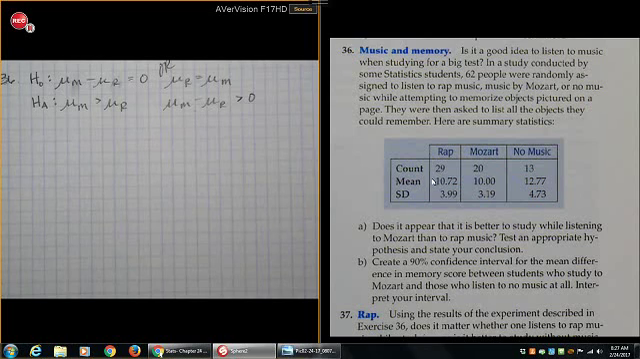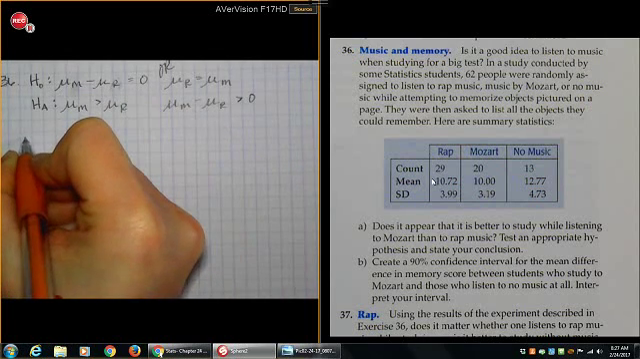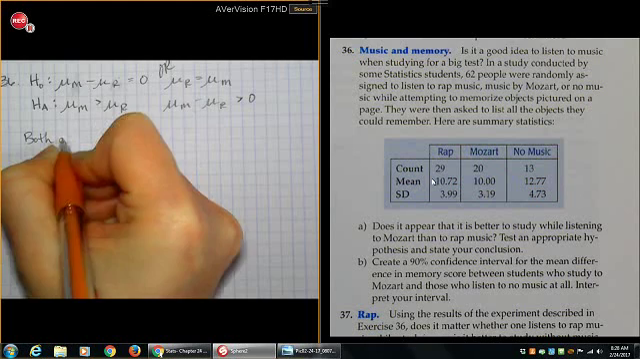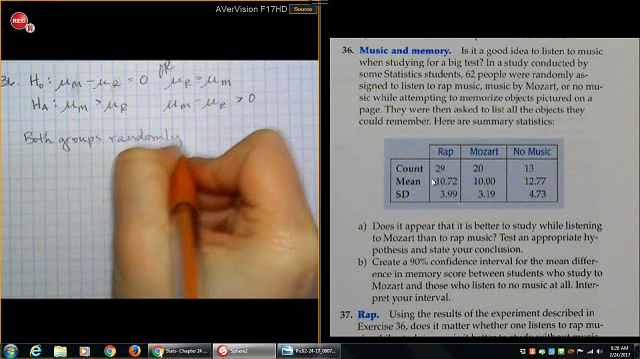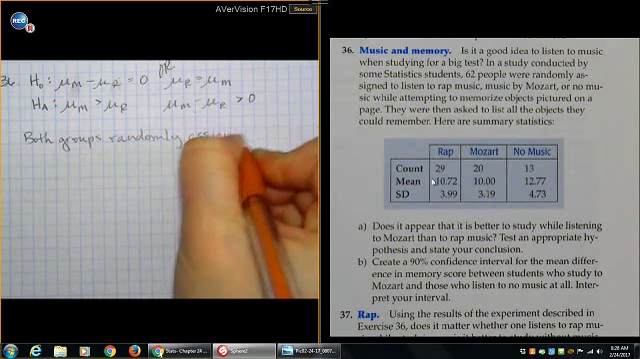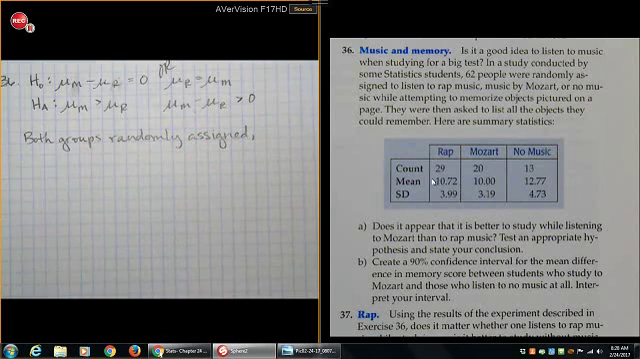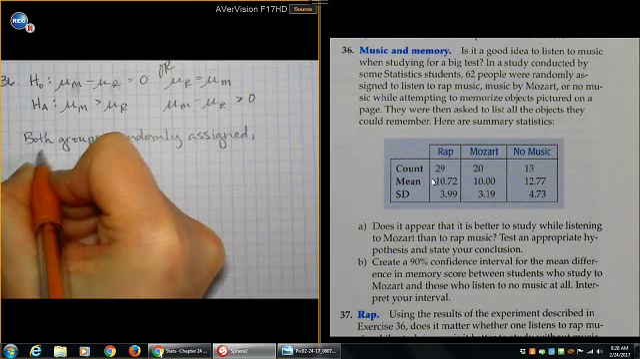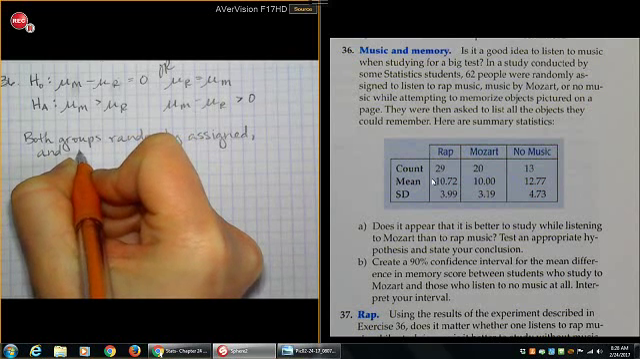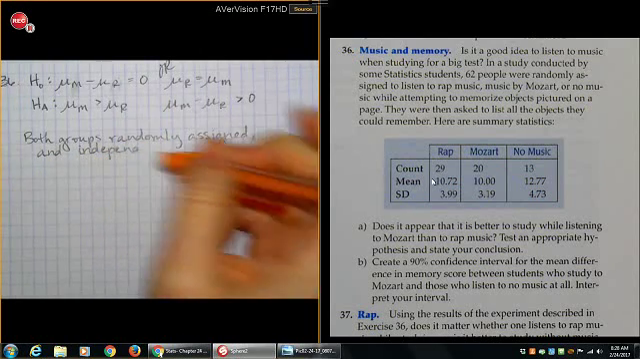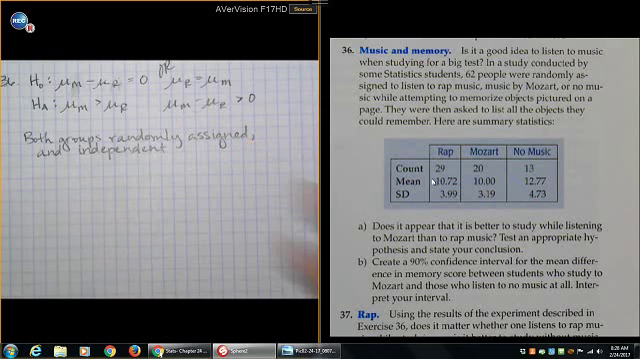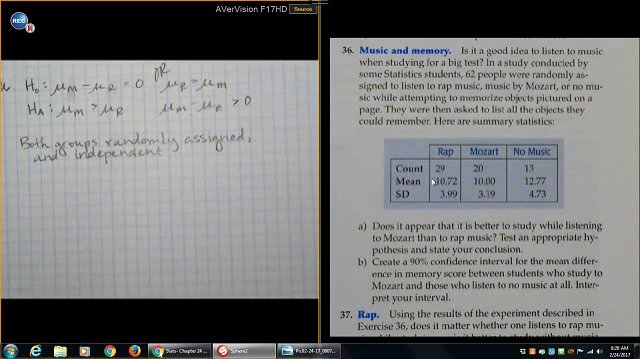So in our conditions, it says that the 62 people were randomly assigned. So we know both groups were randomly assigned. That takes care of our randomization condition. That also takes care of our independent groups. If the samples were randomly assigned, it's very unlikely that they would affect each other. So both groups were randomly assigned and independent.